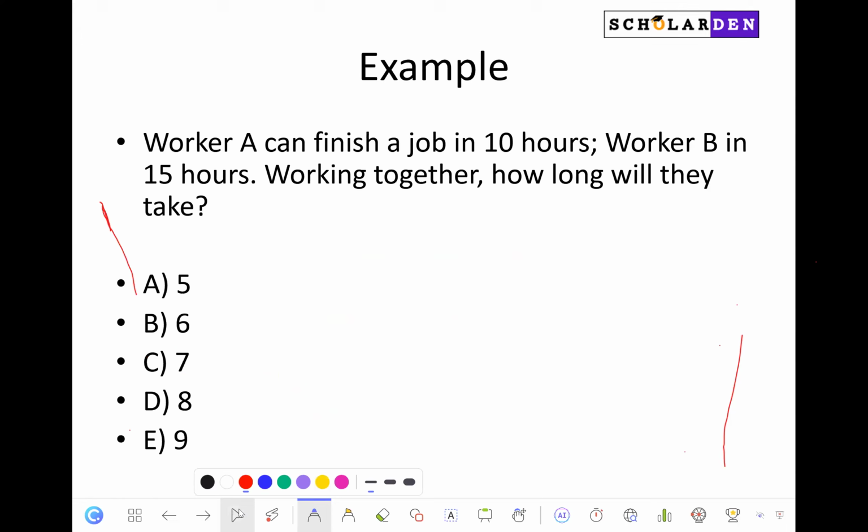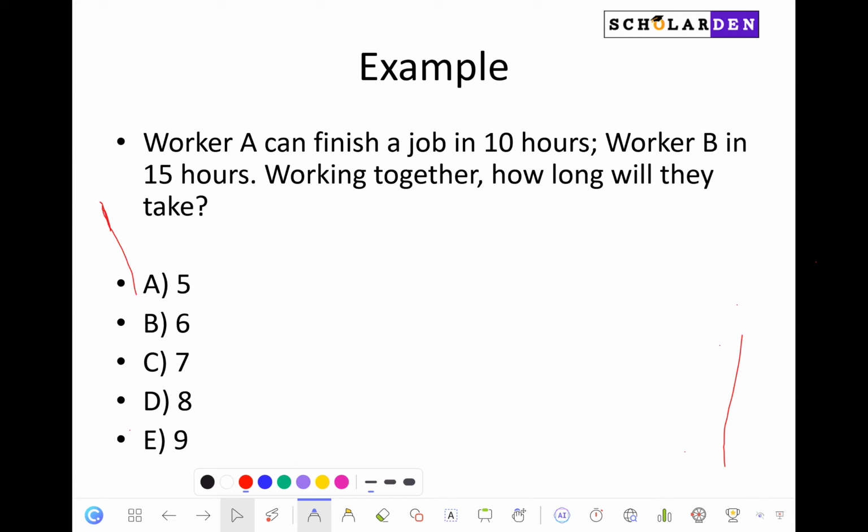So this is an interesting question. Now you've got two workers, but there is no quantity. Worker A can finish a job in 10 hours. Worker B can finish a job in 15 hours. Now you put both of these workers on the same job. The question asks, if they were made to work together, how long will it take for them to finish the job?